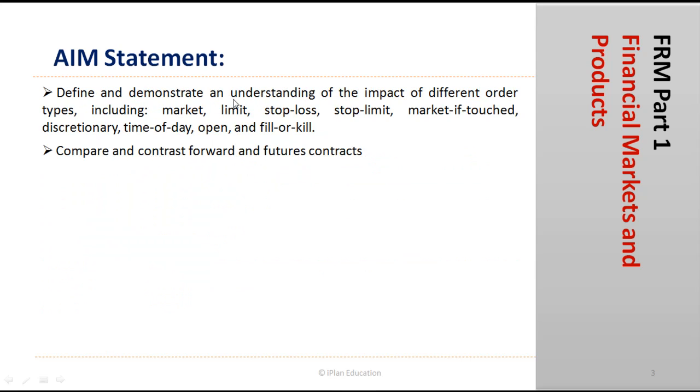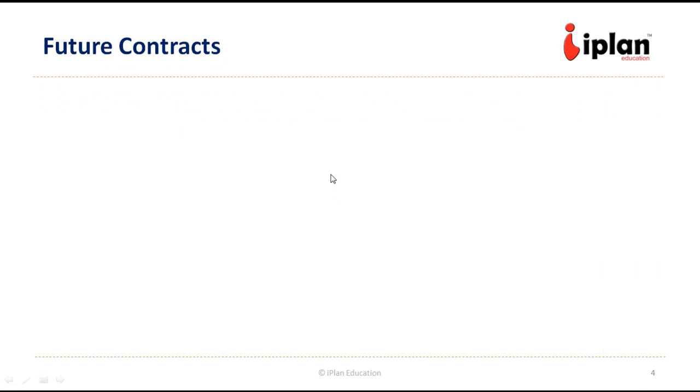Then we describe the mechanics of the delivery process and we contrast it with cash settlement. Then we define and demonstrate an understanding of the impact of different order types, including market order, limit order, stop loss, stop limit, MIT order, market discretionary order, time of the day, open order, and fill or kill or immediate or cancel kind of order. And finally, we'll compare and contrast forward and futures contracts. So let us start with the basics of futures contracts.